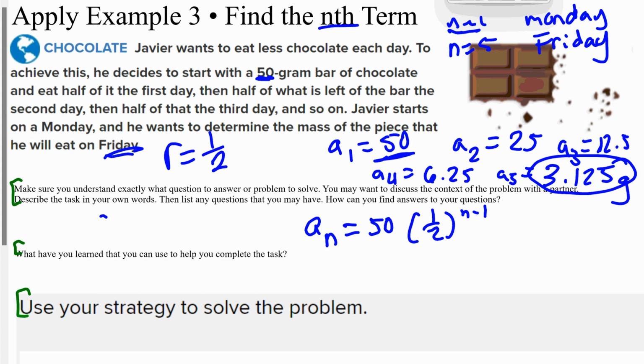So this is how it's rewritten: a sub 1 times r raised to n minus 1. And this is actually called the explicit equation, but the n minus 1 kind of means the previous term. So this is technically not a recursive formula. But we know that 3.125 is on Friday, that's how much is left.